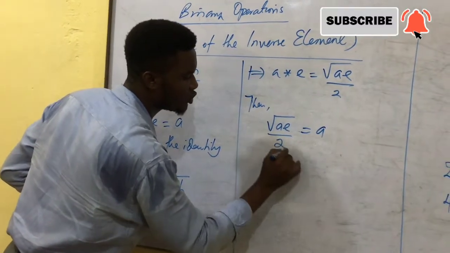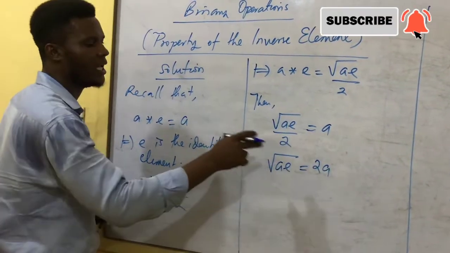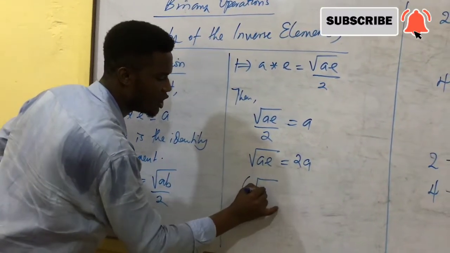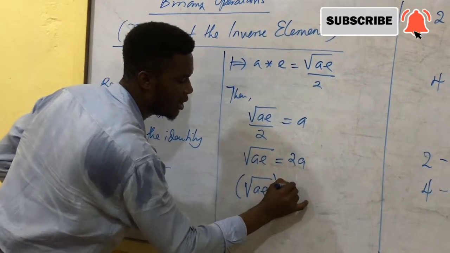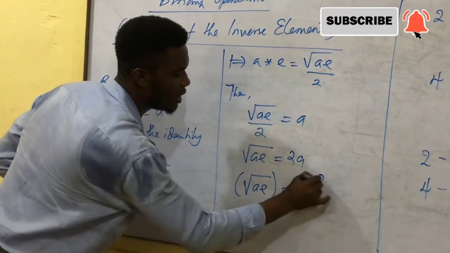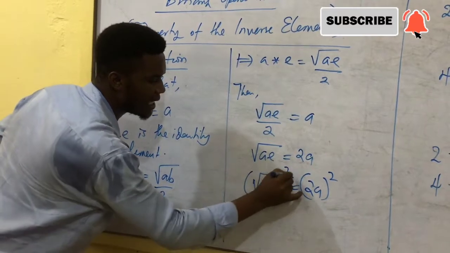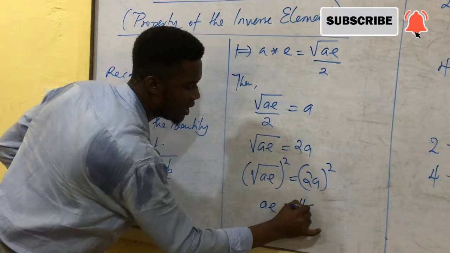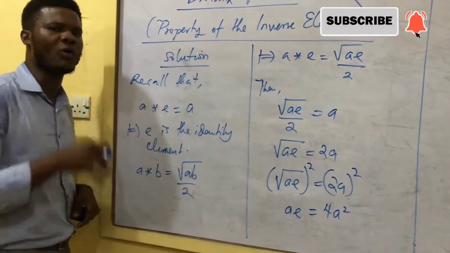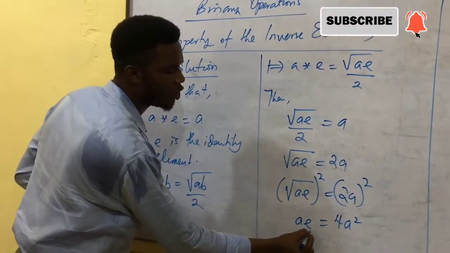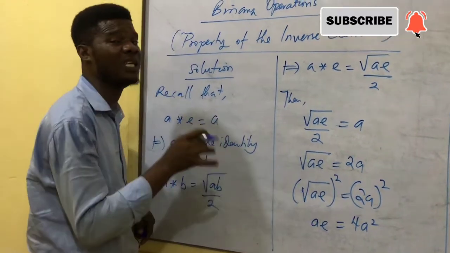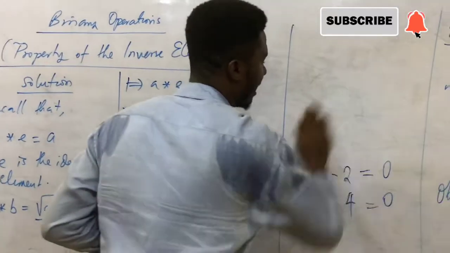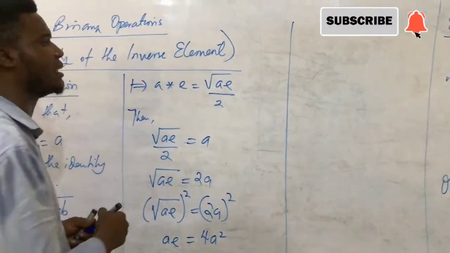Square root of AE would give us 2 times A when you make square root of AE the subject of formula. If you square both sides, the square root of AE has to be the square of 2A. Now, squaring both sides implies that this returns AE and this will return 4A squared. What am I trying to do and why am I doing this? It is simply because I must obtain an expression for E. I want to make E the subject of formula. I must get the value of E. So let's come over here and get the exact value of E, the identity element.